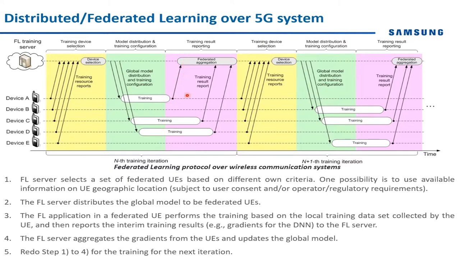Once that is done, the training results are reported back to the federated learning server, and then the aggregation happens and the gradients are updated. And now in the next iteration, this updated model can be downloaded by another set of UEs, which again is selected by the federated learning server using a similar process. In this next iteration, as shown in this diagram, a different set of UEs is selected. It does not necessarily mean that if a set of UEs was selected in the earlier iteration, the next iteration will have the same set of UEs. That also improves the global model by selecting a diverse set of user equipments.